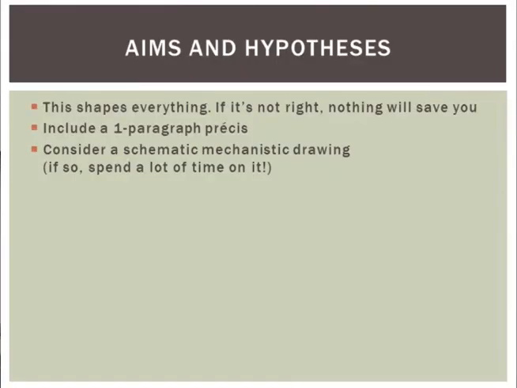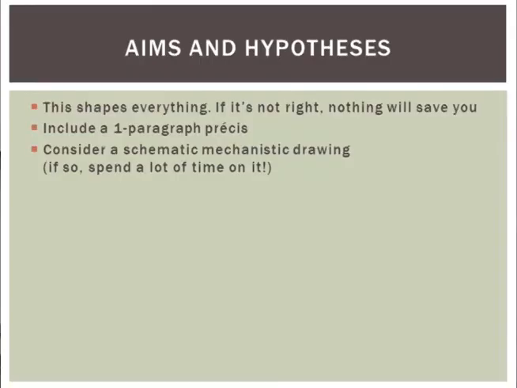So, the real nuts and bolts of the grant: page one of the grant is the page to obsess about. The aims and hypotheses. If they're not right, all is lost. This is something that you need to spend a lot of time with. It's useful, again, to start with a one-paragraph précis. Again, this is the first iteration. You're going to do this as you go through it. So what's the big picture? Why is this important? And here are my aims and hypotheses.